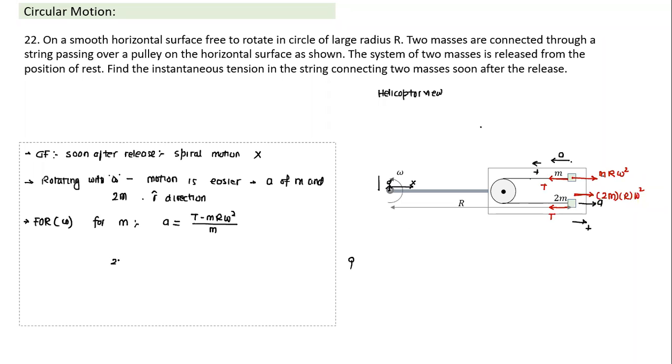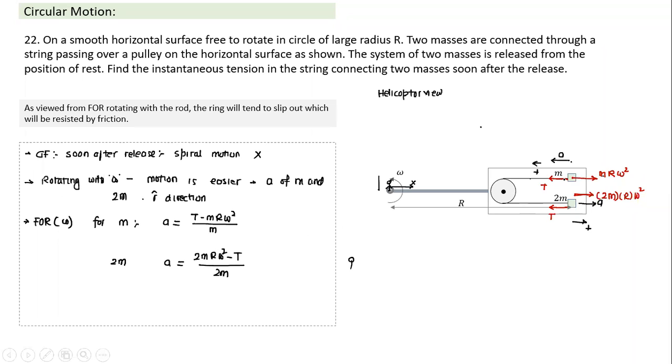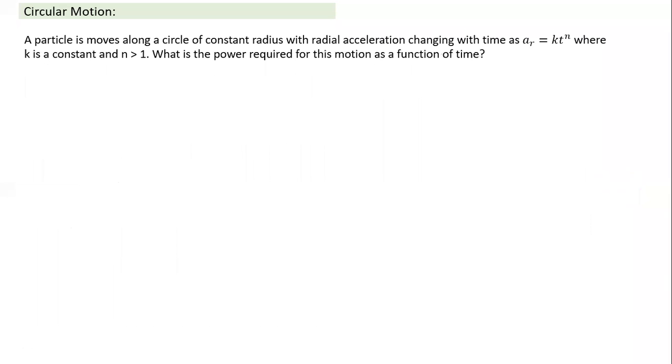Now for 2m, if I write the equation, A is equal to... this direction is positive. So (2mrω² − T) by 2m. If we equate those two, we get the value of T. So this is the question, I think, when it is rotating, and this question is best solved in the rotating frame of reference. If you do it in the ground frame, it becomes a little complicated, and it's difficult to understand. Right, view it from the rotating frame of reference.